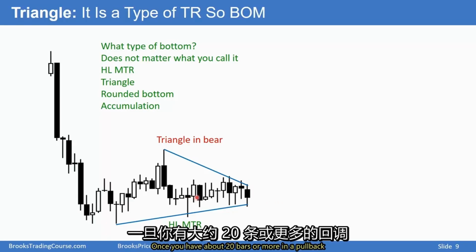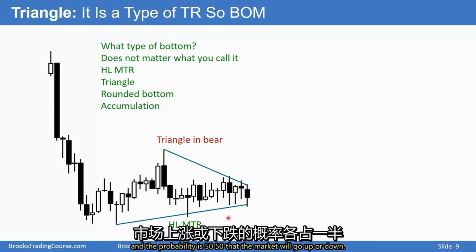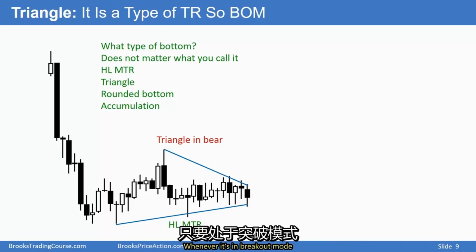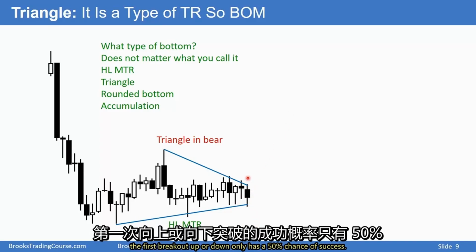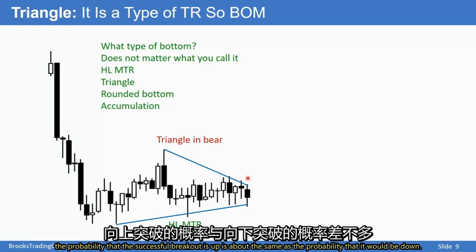Once you have about 20 bars or more in a pullback, it's a trading range and the market's in breakout mode, and the probability is 50-50 that the market will go up or down. Whenever it's in breakout mode, the first breakout up or down only has a 50% chance of success. But once there is a successful breakout, the probability that the successful breakout is up is about the same as the probability that it would be down.